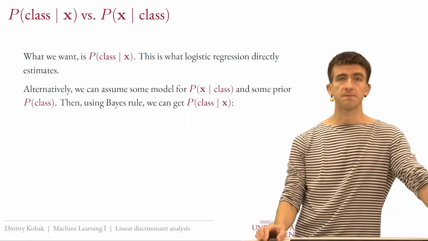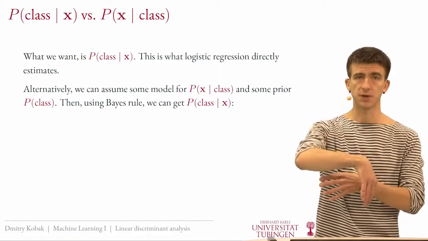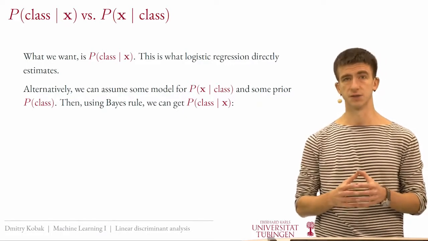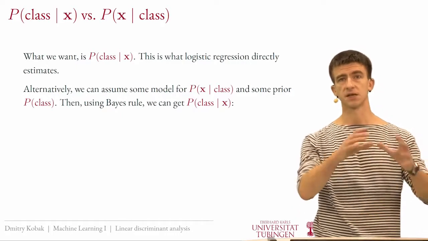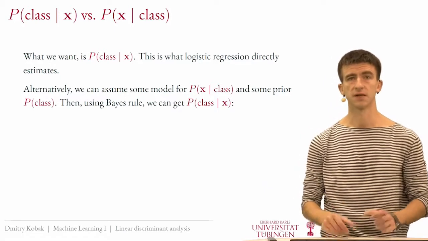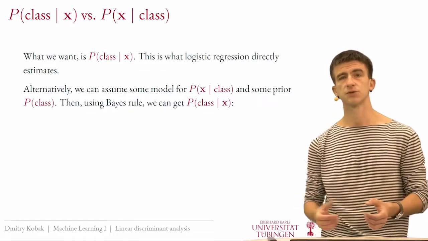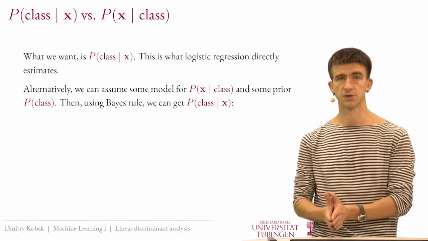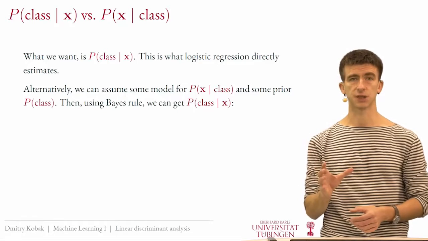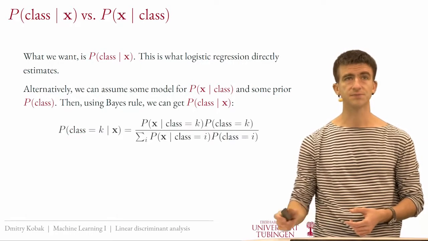In this lecture, we will just approach the same thing the other way around. It's a bit of a roundabout way. We will assume some model for each class. It's a probability distribution of x's in class 0 and some probability distribution of x's in class 1. Assuming this model and assuming some prior probabilities for class 0 and class 1, we can use the Bayes rule to get to the probability of class given an observed data. And this is what we want, right? So we get to the same object as in logistic regression, but in a roundabout way via the Bayes theorem.